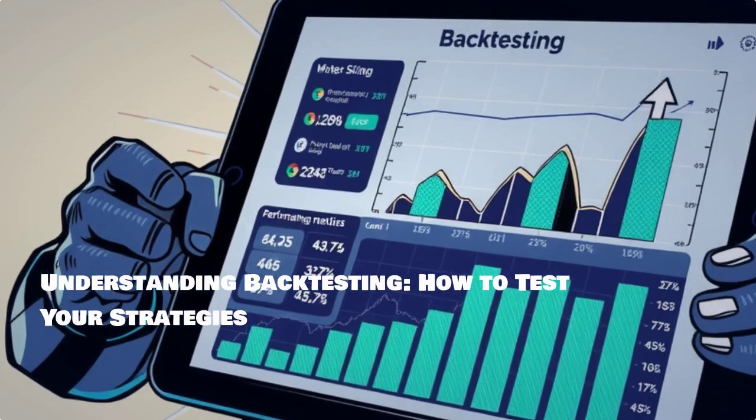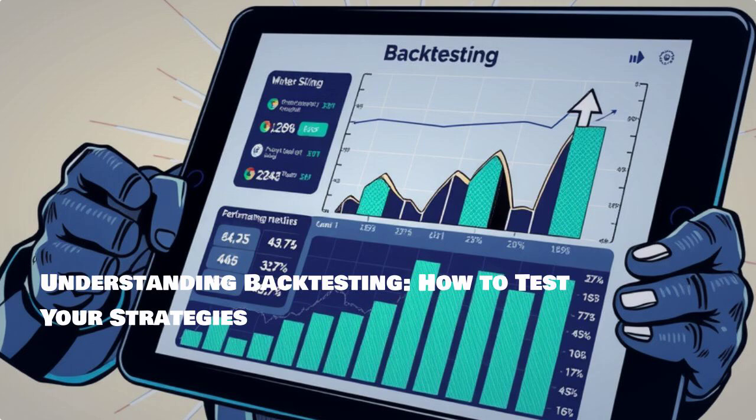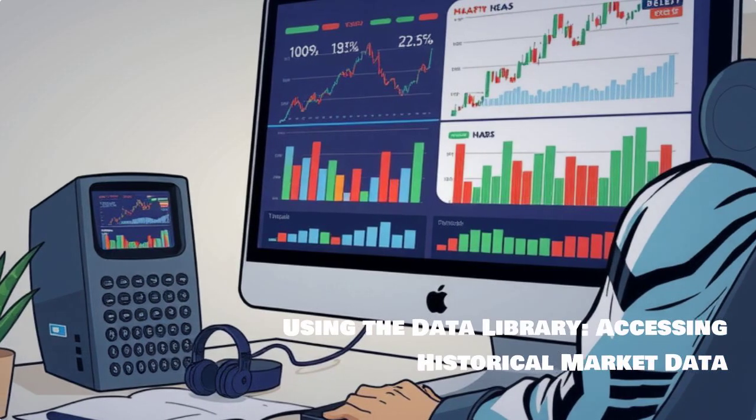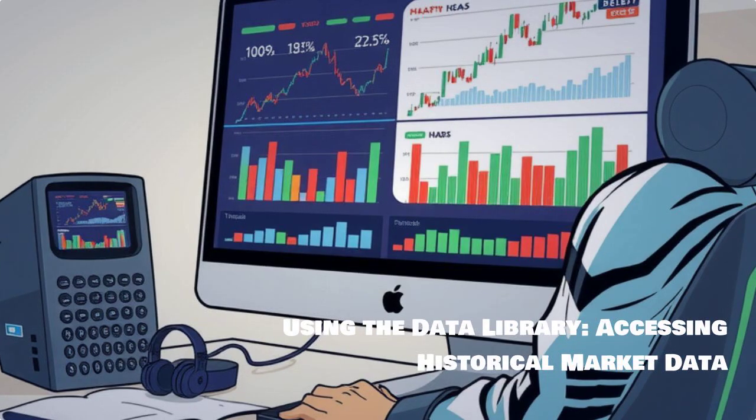Backtesting is crucial for any trading strategy. Let's see how to test your algorithms effectively. Accessing historical data is easy with QuantConnect's data library. Let's discover how to utilize this resource.